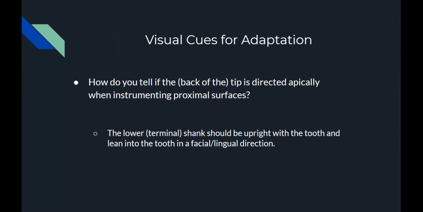Visual cues for adaptation. How do you tell if the back of the tip is directed apically when instrumenting proximal surfaces? The lower or terminal shank should be upright with the tooth and lean into the tooth in a facial or lingual direction. This direction will depend on the surface you are instrumenting. If you are instrumenting on a facial, the lower shank would lean towards the lingual. If you are instrumenting on a lingual, the lower shank will lean towards the facial. We must be careful not to over-exaggerate this lean, and we'll discuss in lab.